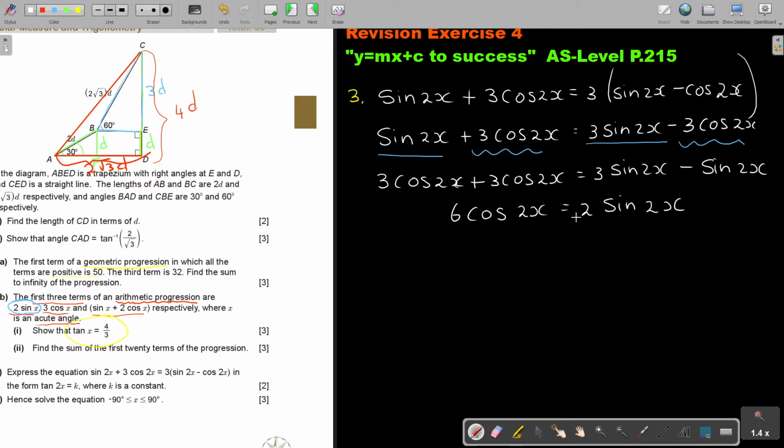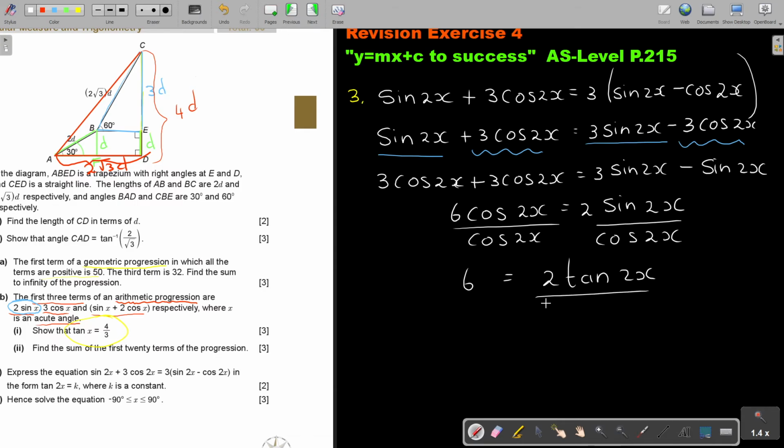Now I want sin on top, so I divide by cos 2x on both sides. So I'm going to get 6 equals 2 tan 2x. And then I divide by 2, so therefore I'm getting tan 2x is equal to 3. So therefore, k is equal to 3. Check there, they want you to find that value of k.